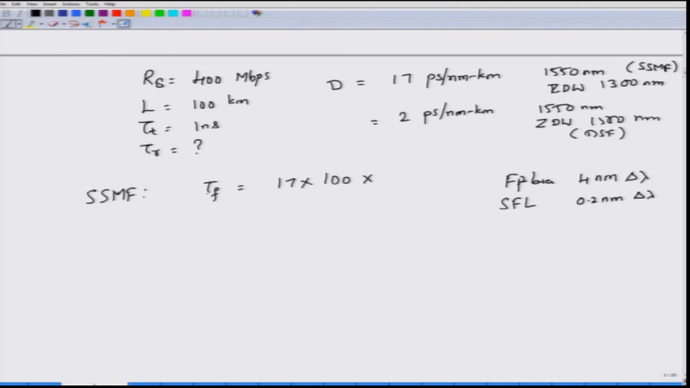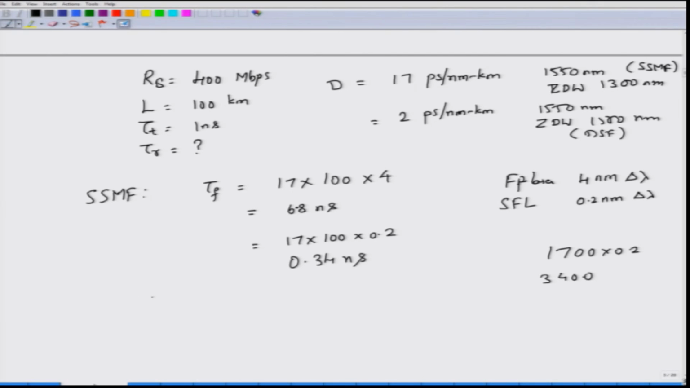Okay. So, if I first operate with the FP laser, which corresponds to 4 nanometer, this will be around 6.8 nanoseconds, whereas for the DFB laser the value will be 17 into 100 into 0.2. So, this value is about 0.34 nanosecond, not 3.4 nanosecond. So, clearly the spreading due to the fiber is less here, but what is the maximum allowed system rise time?